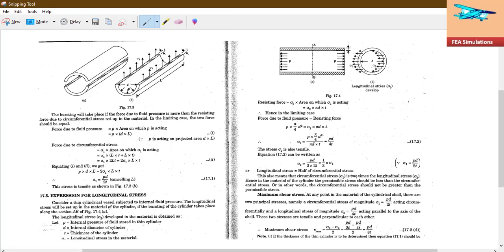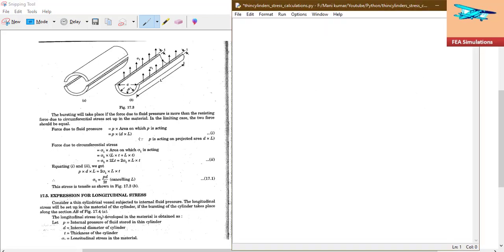Hi, in this video we will calculate the hoop stress and longitudinal stress of a thin cylinder. We will evaluate these expressions in the Python script mode. Let's open the Python script mode.